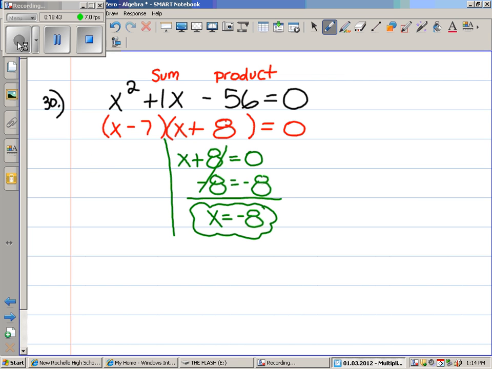That's that one. Now we're going to get -7. We're going to add 7 to both sides. Yep. And we get X equals 7. And that's it.